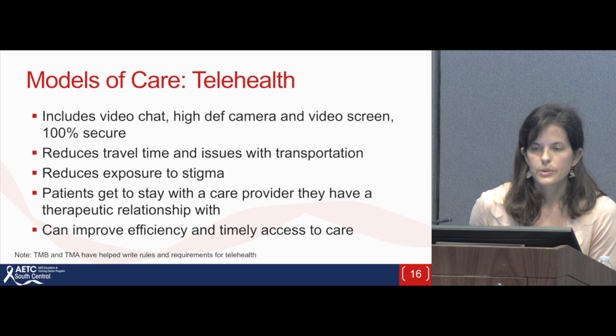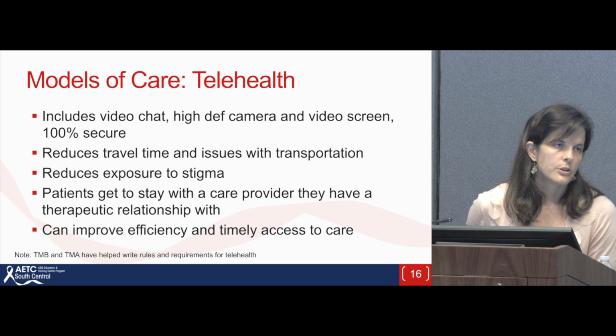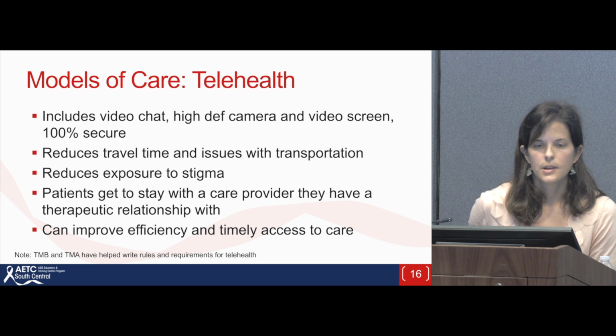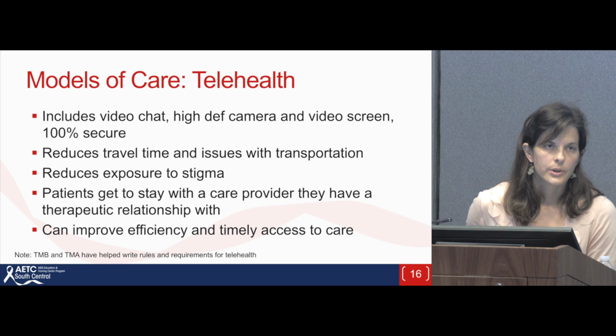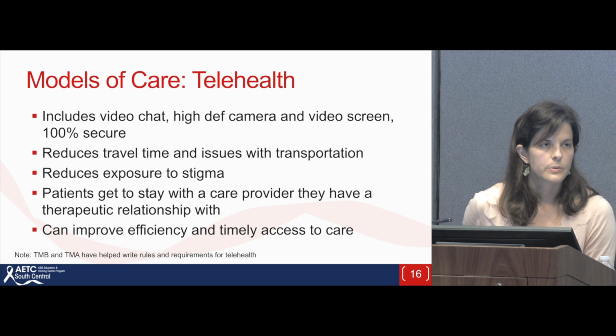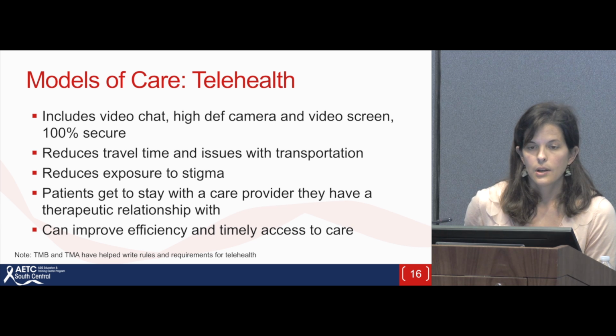And our last model that we'll talk about that's existing is telehealth, and it's something that is integrated within primary care practices and specialty care practices. So telehealth has emerged over the past decade to become really important, especially in rural areas and in areas where people have a lack or barrier to transportation. It has to include video chat, it has to include a high-definition camera and video screen, and it has to be 100% secure.